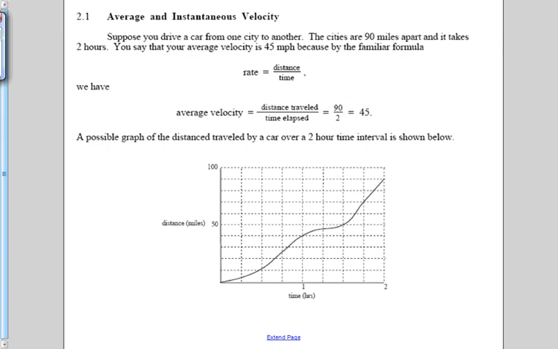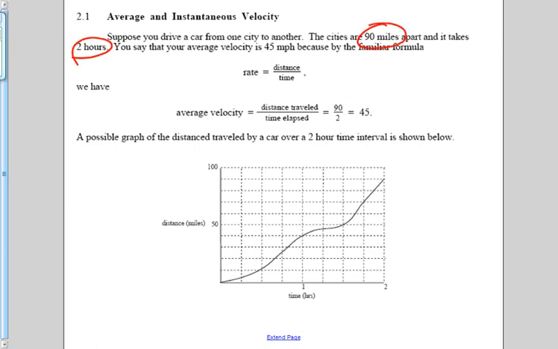Last class we talked about average and instantaneous velocity. We're going to be talking about that more again today. So this is the exact same setup as we looked at before. There's a car driving from one city to another. The cities are 90 miles apart, and it takes 2 hours to get there.